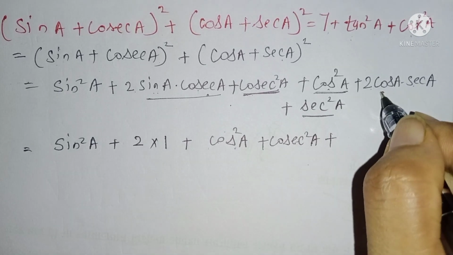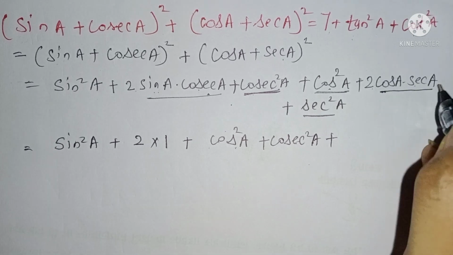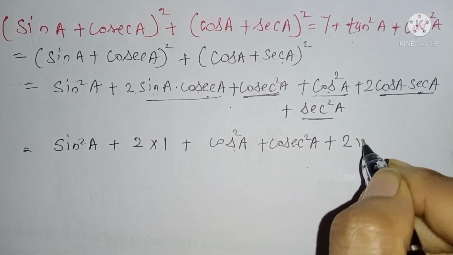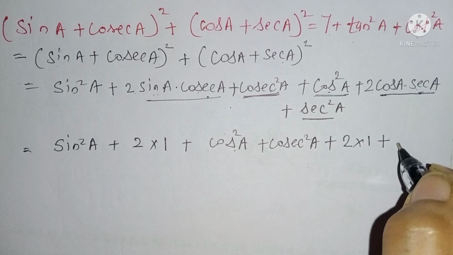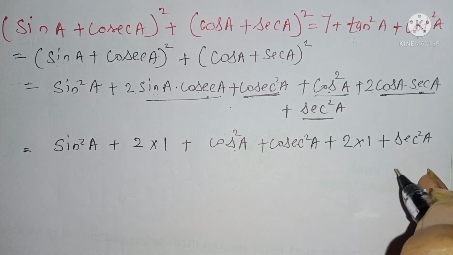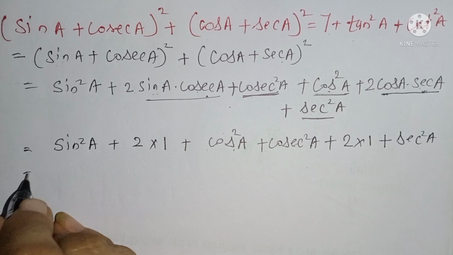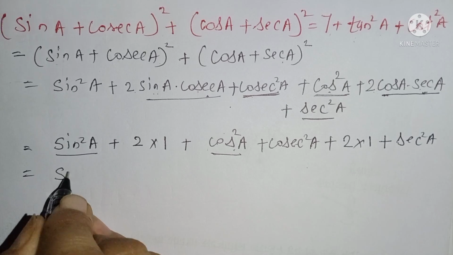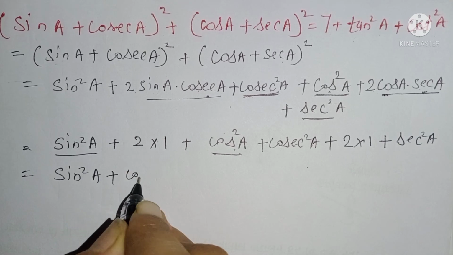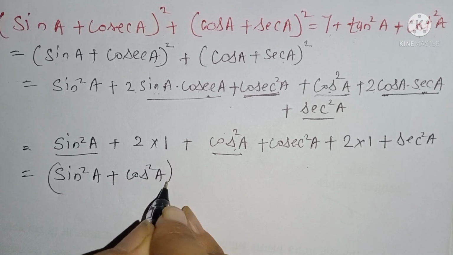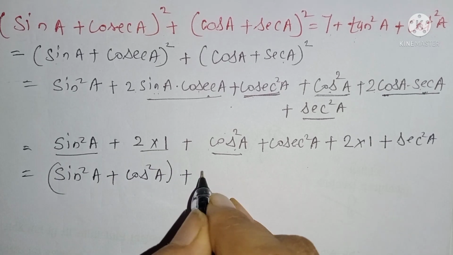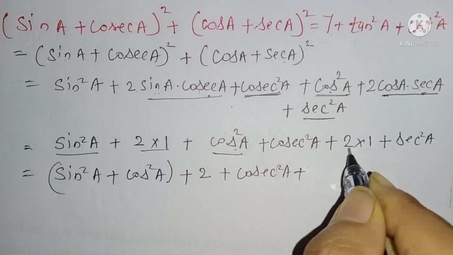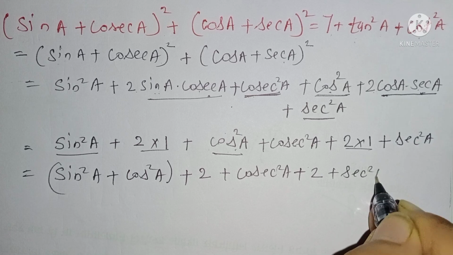Now replace this: cos multiplied by sec is equal to 1, or you can say sec is equal to 1 upon cos, so the cos and cos cancel and 2 will remain, 2 multiplied by 1 plus sec² a. We don't need sec² a, we will replace it in the next step. Okay, see this sin² a plus cos² a, right? We can combine them together, because you know that sin² plus cos² will become 1, plus 2 into 1 is 2, plus cosec² a, plus 2 ones are 2, plus sec² a.